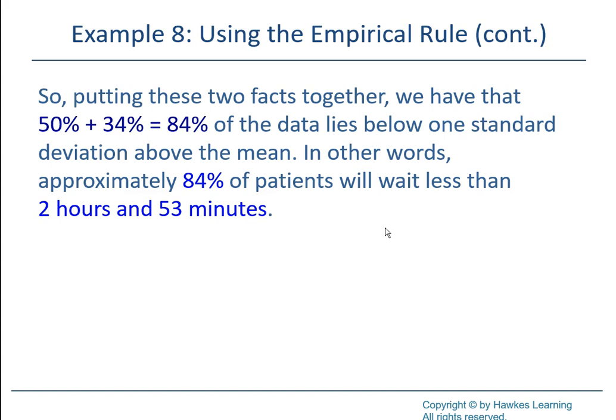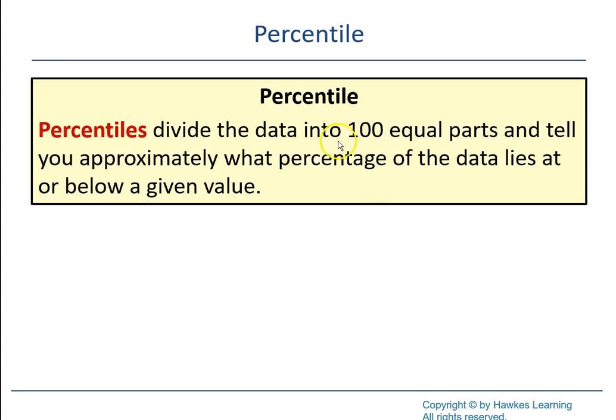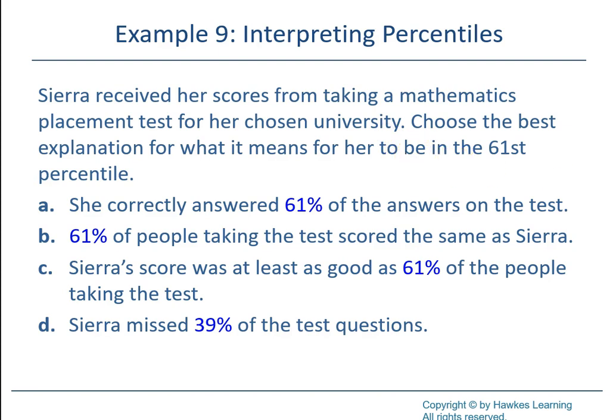Okay, again, some of these are challenging, but let's go on. Our last 2 items that we're going to look at, vocabulary words, is percentile. And here it's the data, think of it on a number line, of 100 equal parts. And we'll go over that. So let's look at this. Sarah received her scores from taking the placement test, and she scored in the 61st percentile.